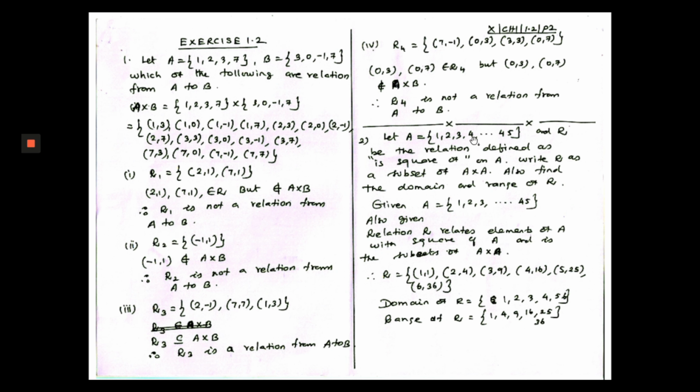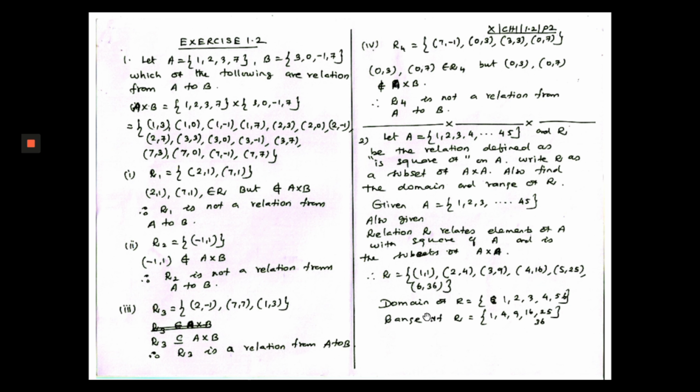Second sum. Let A = {1, 2, 3, 4, 5, ..., 45}, and let R be the relation defined as 'is the square of' on A. Write R as a subset of A cross B. Also find the domain and range of R. Okay. Here the set A is given, A = {1, 2, 3, 4, ..., 45}. Also it is given that the relation is 'square of'. So R = {(1, 1), (2, 4), (3, 9), (4, 16), (5, 25), (6, 36)}.